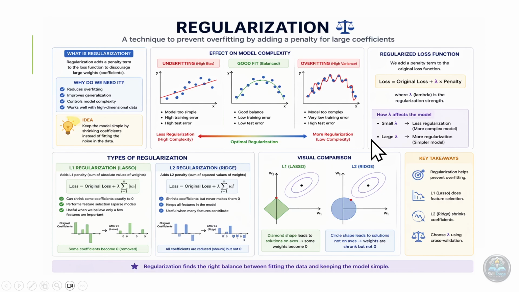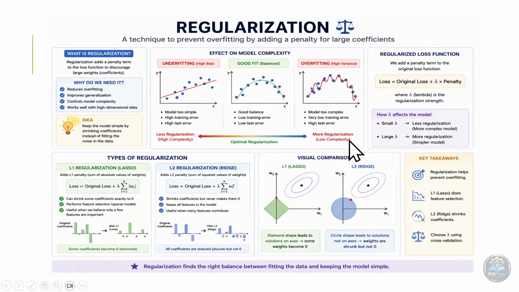Okay, so we modify the loss function, you can see here, by adding a penalty term. Lambda controls how strong the penalty is. Smaller lambda, less penalty, complex model. Larger lambda, more penalty, simpler model. So there are mainly two types of regularization. Okay, we have L1, lasso, and then we have L2 regularization, that is ridge. Okay, so L1 can shrink some coefficients to 0, that means it removes less important features. And L2 reduces the size of coefficients but does not make them 0. It keeps all the features but makes them smaller.